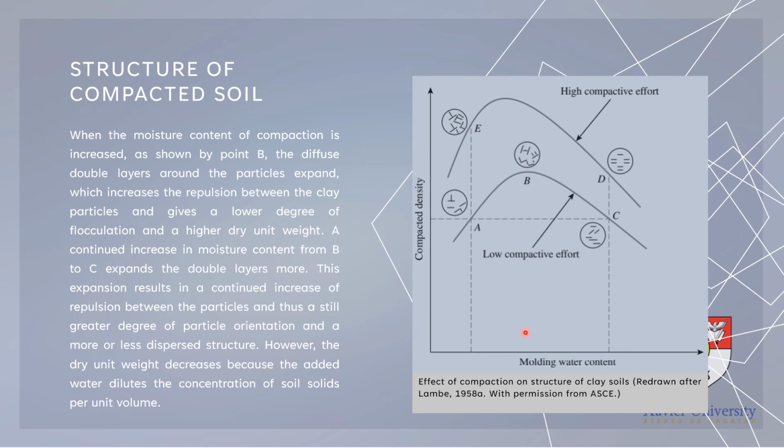A continued increase in the moisture content, from B to C, expands the double layers more. This expansion results in a continued increase of repulsion between the particles and thus a still greater degree of particle orientation and a more or less dispersed structure. However, the dry unit weight decreases because the added water dilutes the concentration of soil solids per unit volume.